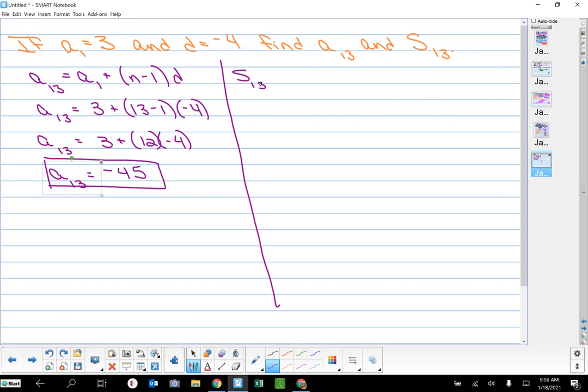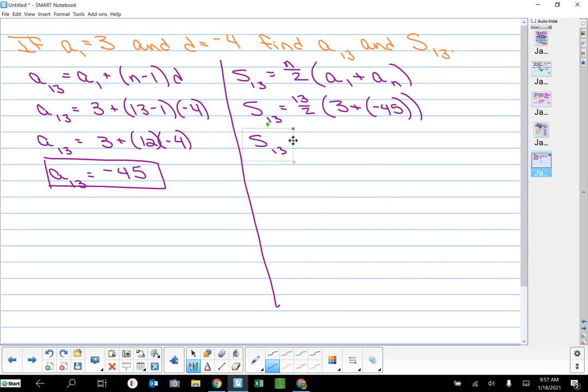So s sub 13 equals, I'll write the generic formula first. n over 2 times a sub 1 plus a sub n. All right, so we have s sub 13, n is 13, a sub 1 is 3, and a sub n we found over here to be a negative 45. All right. And you do generally want the fractions for these unless they're super wacky. So this is a negative 42.